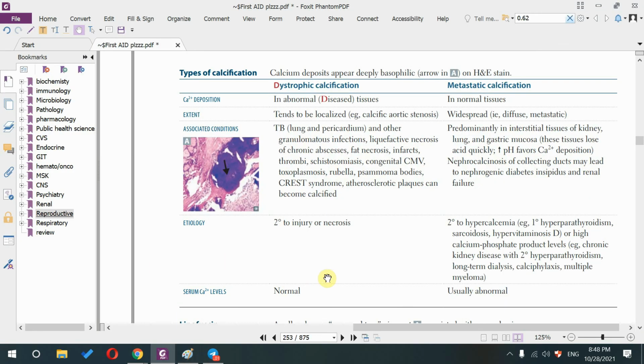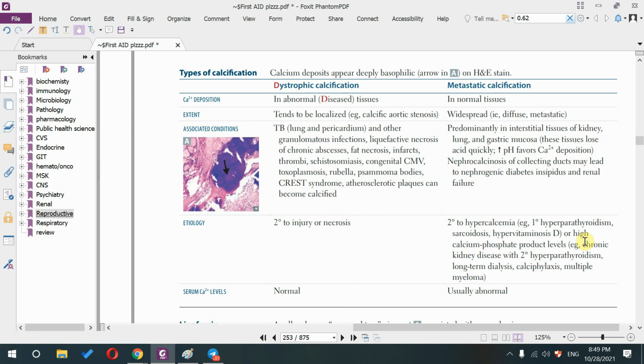If that is true, vitamin D can lead to more absorption of calcium from the intestine. It also can increase the reabsorption of calcium from the kidney and decrease its clearance. All of these factors lead to hypercalcemia. Okay, so they write secondary to hypercalcemia, for example, due to hyperparathyroidism, sarcoidosis, and hypervitaminosis D, or high calcium phosphate product levels, such as in chronic kidney disease. Chronic kidney disease can lead to this.